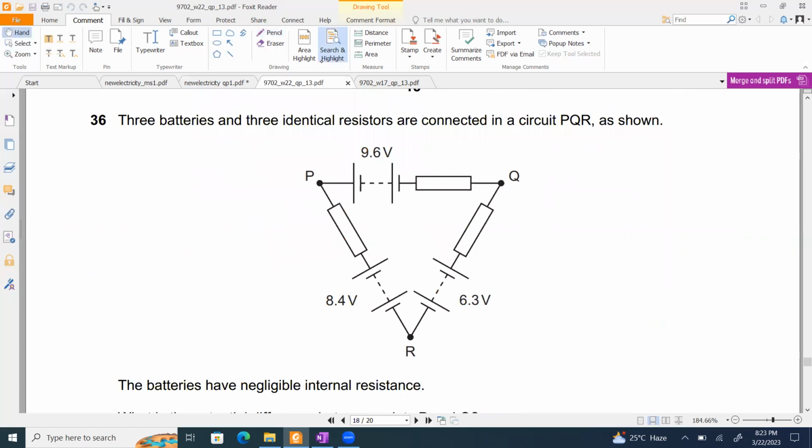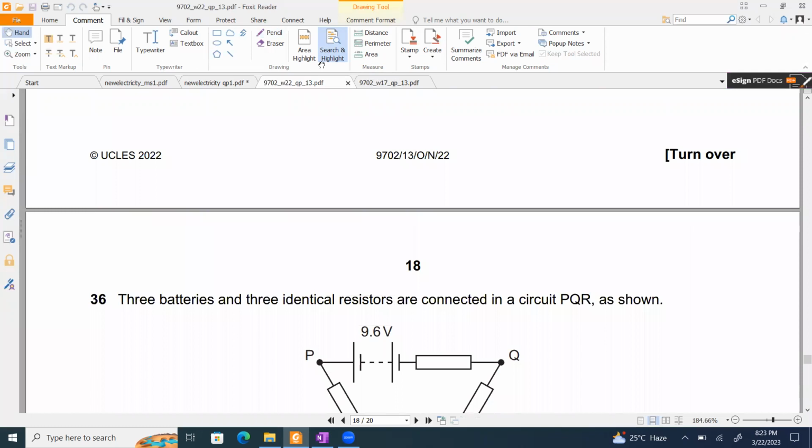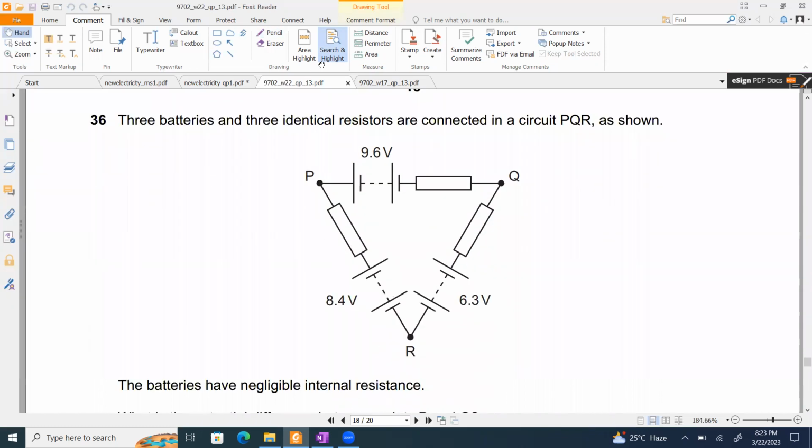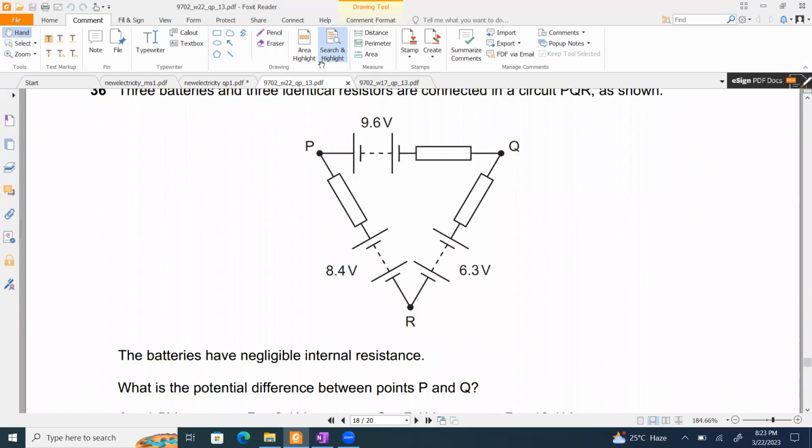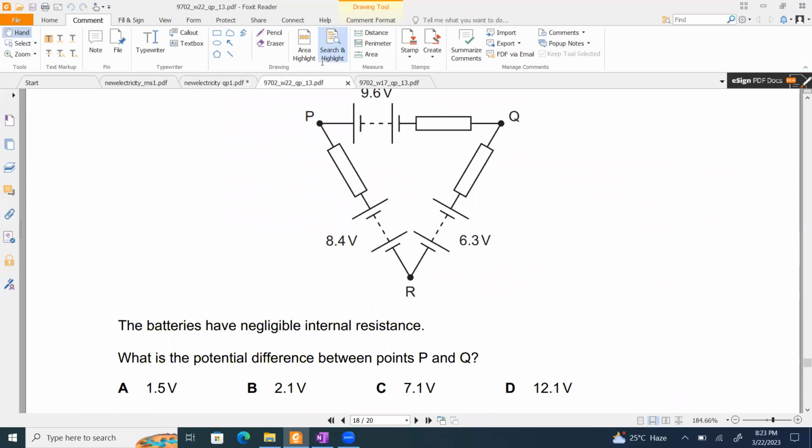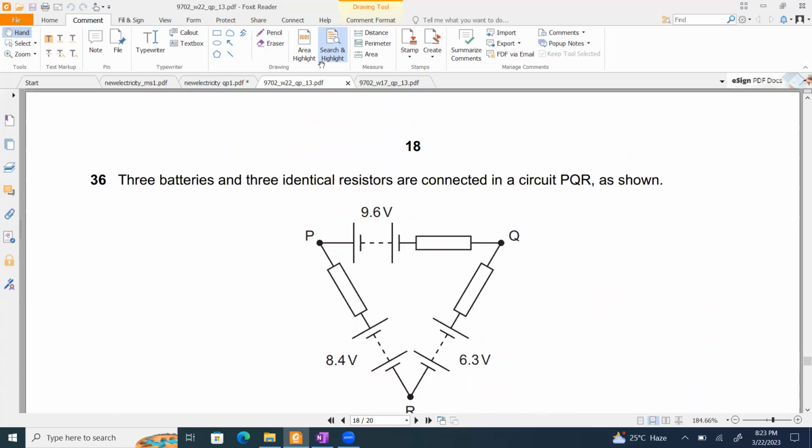I am going to show you a few more questions just like this one, an MCQ that has been asked in the latest paper, October November 2022, paper 1-3. See, three batteries and three identical resistors are connected in a circuit PQR as shown in the given figure. The batteries have negligible internal resistance. What is the potential difference between points P and Q? They're asking you, if we connect, let's say, a voltmeter here, what will be the reading of the voltmeter?